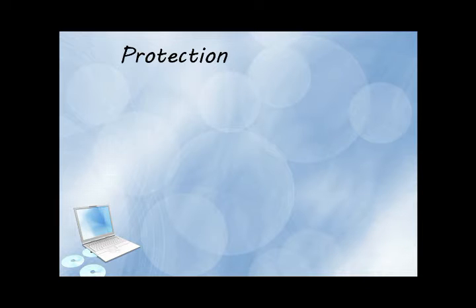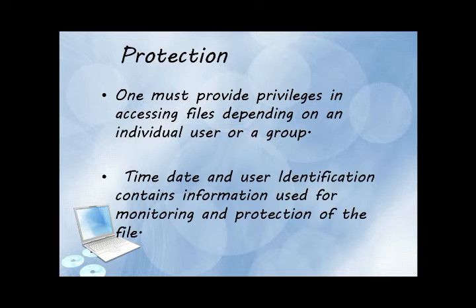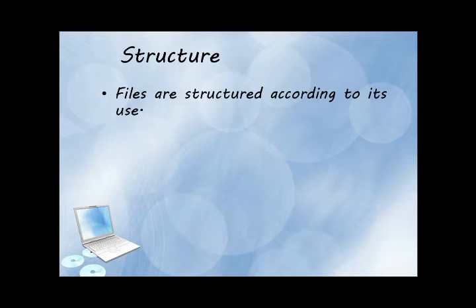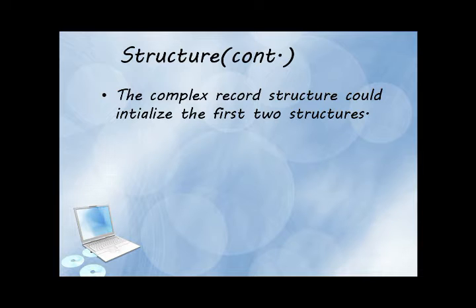One must provide privileges in accessing files depending on an individual user or a group. Otherwise, one might disrupt some important files that run the system. Time, date, and user identification contain information used for monitoring and protection of the file. Files are structured according to their use. It could be a simple record structure or a complex record structure, depending on the data being stored, with the latter requiring a proper allocation and command attributes. The complex record structure could include the first two structures.